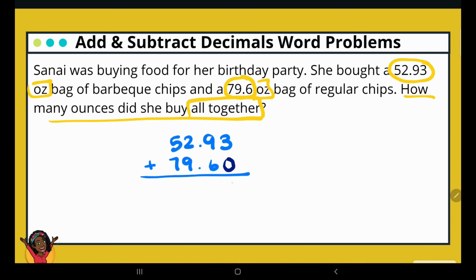3 plus 0 is 3. 9 plus 6 is 15. Bring down that decimal point, carry the 1. 9 plus 2 is 11. Plus 1 is 12. 7 plus 5 is 12. Plus 1 is 13. So here we can see that we have 132.53 ounces in total.